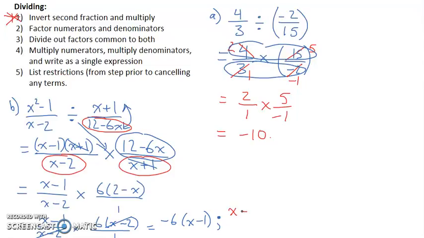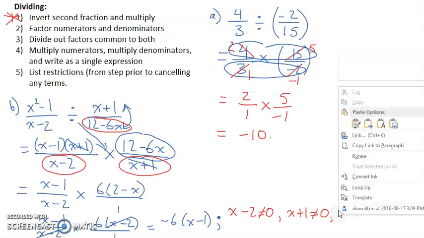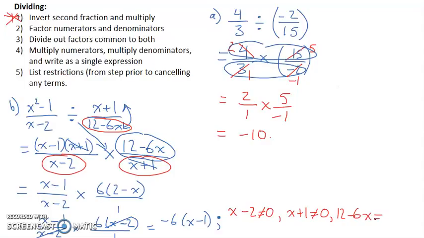We have a restriction that x minus 2 cannot be 0. We have a restriction that x plus 1 cannot be 0. And we have a restriction that 12 minus 6x cannot be 0. So that means that x cannot be 2, x cannot be negative 1, and rearranging this we get 12 equals 6x, dividing by 6 gets x cannot be 2. And in fact, that's the same restriction as I had previously, simply because those two factors ended up canceling out. So really we don't need to have this restriction because it's already been written down.